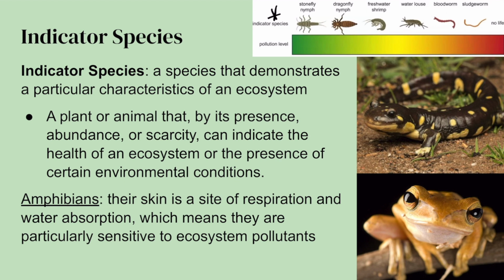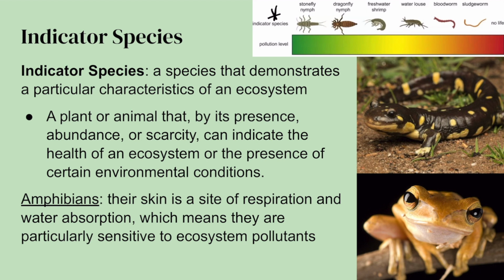Last thing to cover is the idea of an indicator species. I'm going to give you two definitions. The first one is from your textbook. The second one I think I prefer, so you're welcome to write down either of those in your notes. But an indicator species is a species that demonstrates a particular characteristic of an ecosystem. The definition that I prefer is a plant or animal that by its presence, abundance, or scarcity can indicate the health of an ecosystem or the presence of certain environmental conditions.